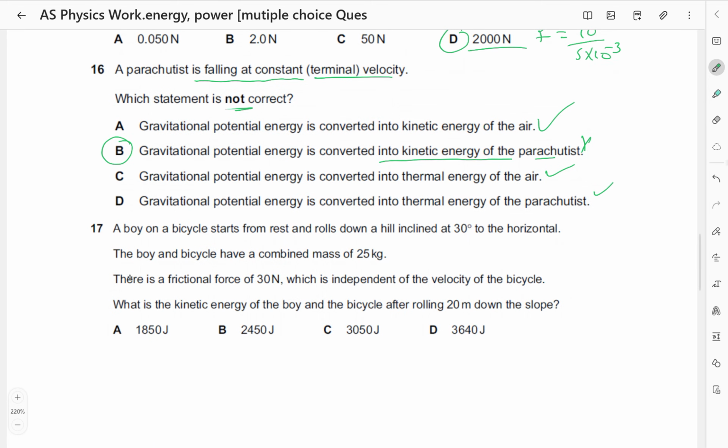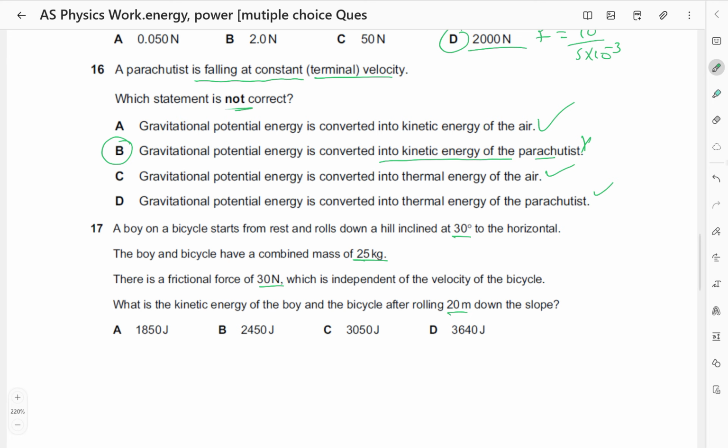The boy on a bicycle starts from rest and rolls down a hill inclined at 30 degrees to the horizontal. The boy and the bicycle have a combined mass of 25 kilograms. There is a frictional force of 30 newtons which is independent of the velocity of the bicycle. What is the kinetic energy of the boy and the bicycle after rolling 20 meters down the slope?